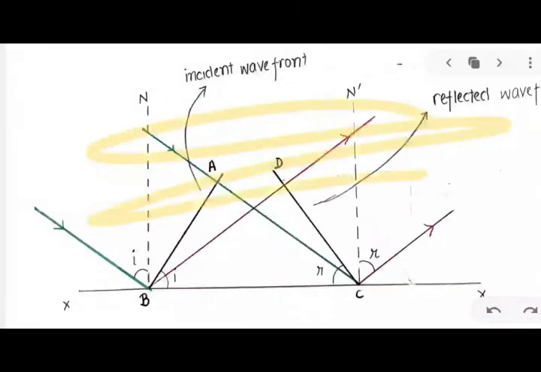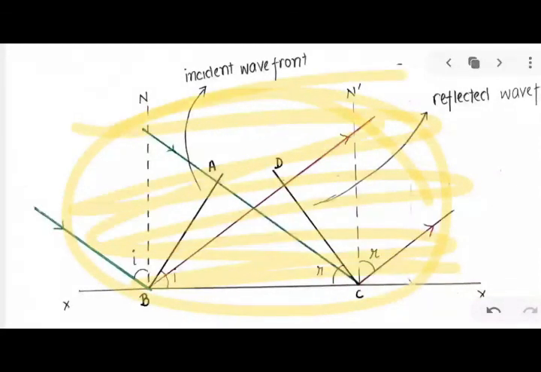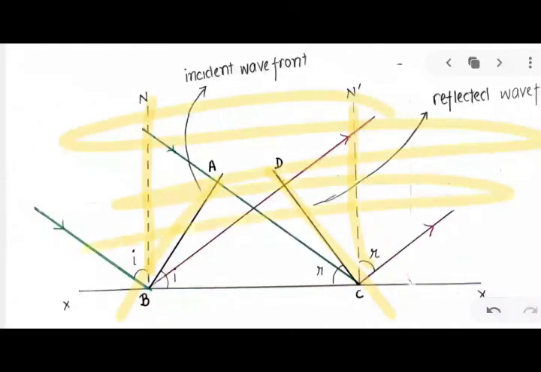Now if this is the plane of the paper, and they are perpendicular to the plane of the paper, that means they all lie on the paper, isn't it? If they all lie on this paper, therefore I have proved my second law of reflection. What does this say? The incident ray, the reflected ray, and the normal all lie on the same plane.